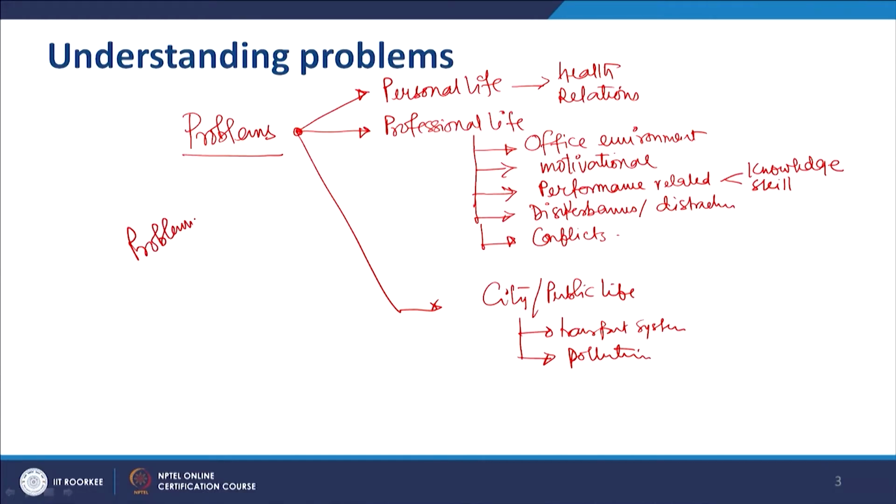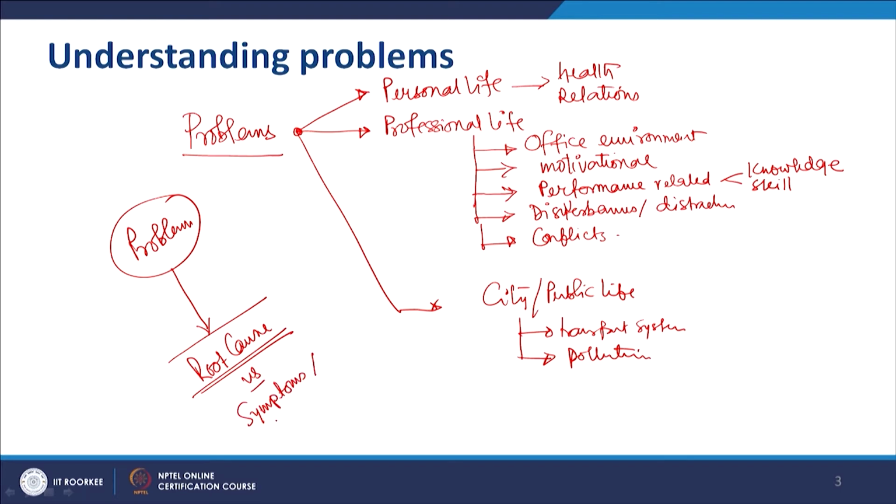like what exactly is the problem. Sometimes whatever we perceive as a problem is the symptom or the external manifestation of the problem, and we do not go into the root cause of the problem. So, when we see the problem we should go to the root cause of the problem, and we should distinguish between the root cause and the symptoms or manifestations of problems. Okay.